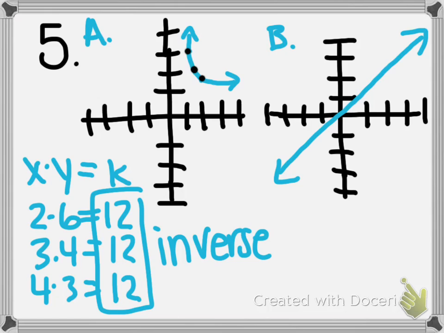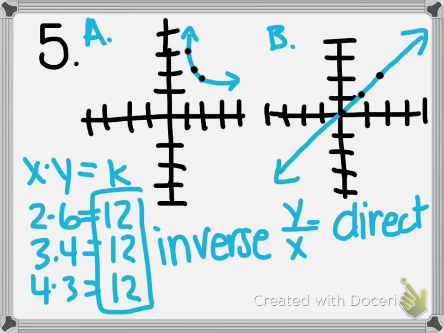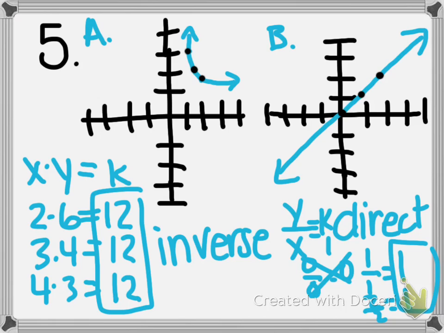Now looking at the second one, I have 0, 0. Uh-oh. Well, that right off the bat tells me that this is probably direct. But I want to double check my work. So I'm going to look at 0, 0, 1, 1, and 2, 2. When I divide y divided by x, I should get k. Well, 0 divided by 0 is 0. 1 divided by 1 is 1. But remember, we're going to toss out the 0, 0 because that doesn't matter. And then 2 divided by 2 is 1. Obviously, the constant rate is 1, so k equals 1.